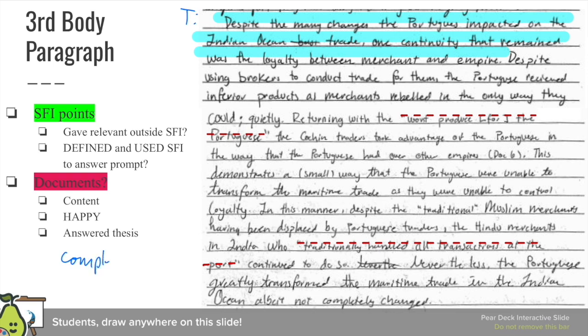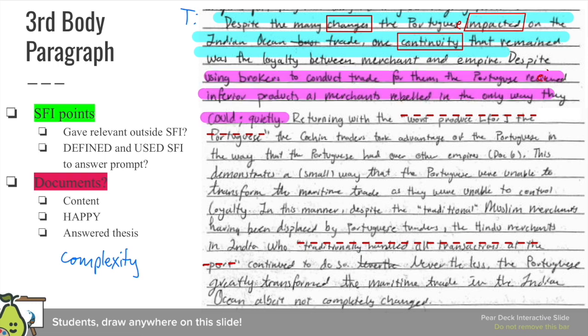What point are they trying to get there? The complexity point. They are trying to get the complexity point by covering both continuity and change and a little bit of causation. One continuity that remained was the loyalty between merchants and the empires. Despite using brokers to conduct trade for them, the Portuguese received inferior products as merchants rebelled in the only way they could, quietly. Y'all remember in that last document, document 6, they said that their pepper is green and full of filth, so they're rebelling against the Portuguese control of their spice trade.